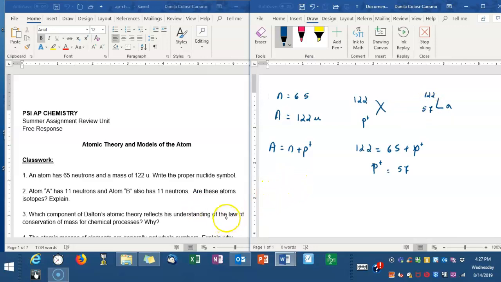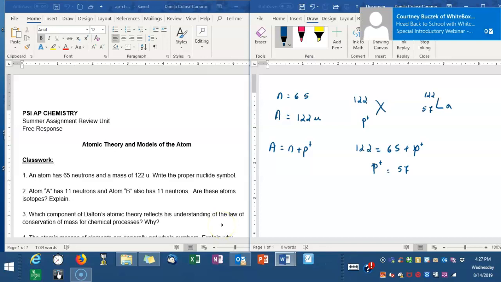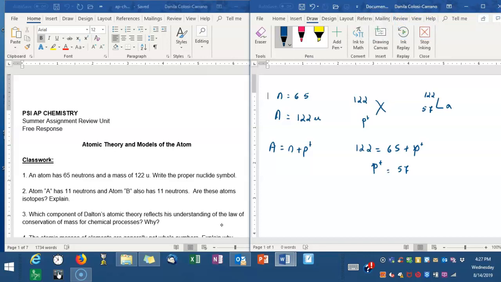Number 3, which component of Dalton's atomic theory reflects his understanding of the law of conservation of mass for chemical processes, and why? Well, Dalton states that in a chemical reaction, atoms are rearranged, but they are not created or destroyed. Therefore, if the atoms are just rearranged, not created, not destroyed, mass has to be conserved. And that is why in a chemical reaction, you got to balance those atoms, right?